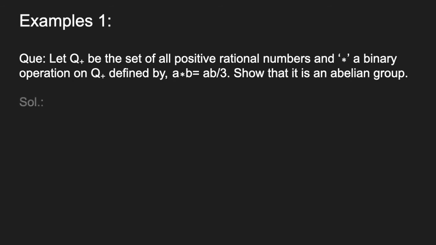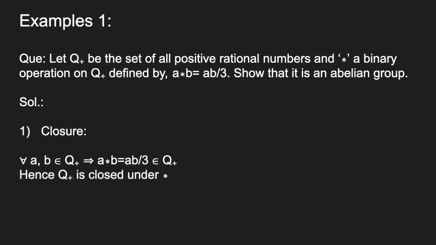Now the first one, closure. In most of the examples, closure property is very obvious. For every A, B belonging to Q plus, A star B is defined as AB by 3. If both belong to Q plus, then AB by 3 also belongs to Q plus because they are positive rational numbers. So it is obvious. So we can say that Q plus is closed under star. Hence the closure is proved.